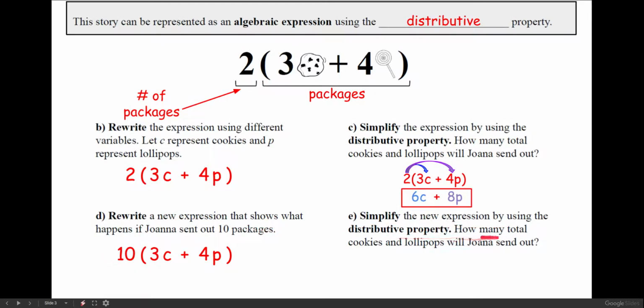Now they want us to simplify this expression right here. So instead of 2 people, it's 10 people. So let's do that. Let's distribute. So 10 times 3C, that's 30C. And now 10 times 4P, that is 40P. So 30C plus 40P is our simplified expression.